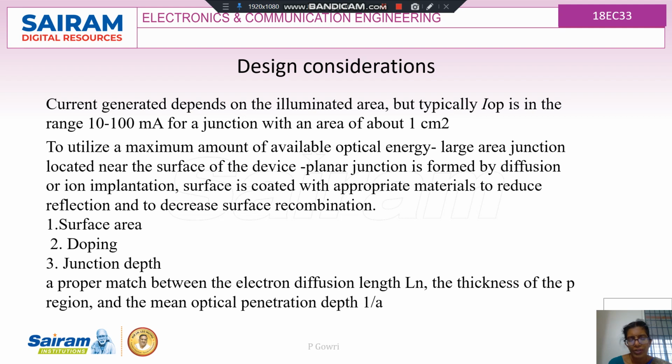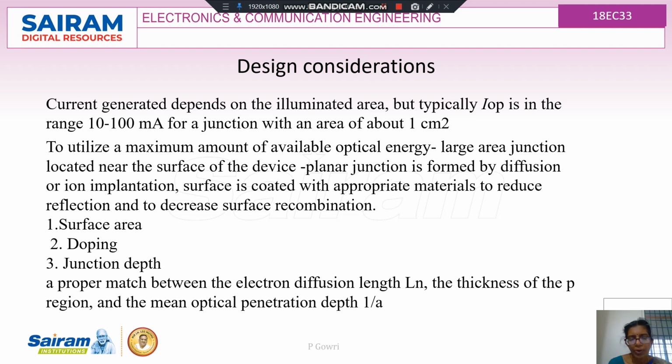So the first point is our surface area. The surface area should be wide, such that the maximum electrical energy is generated, that is, the maximum number of electron hole pairs are formed. The next one is doping. The third one is junction depth.